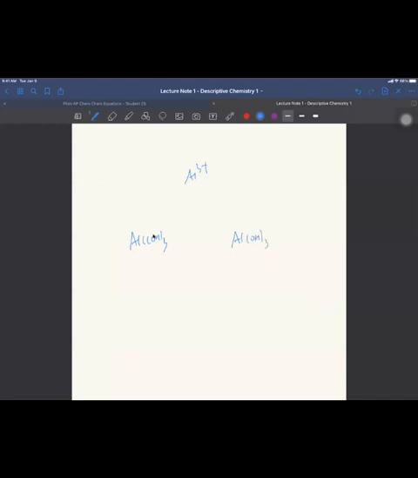Aluminum 3 plus, aluminum hydroxide, and aluminate. So there are 6 reactions to make this triangle, right? All of those reactions are redox, but you definitely can make it more complicated.